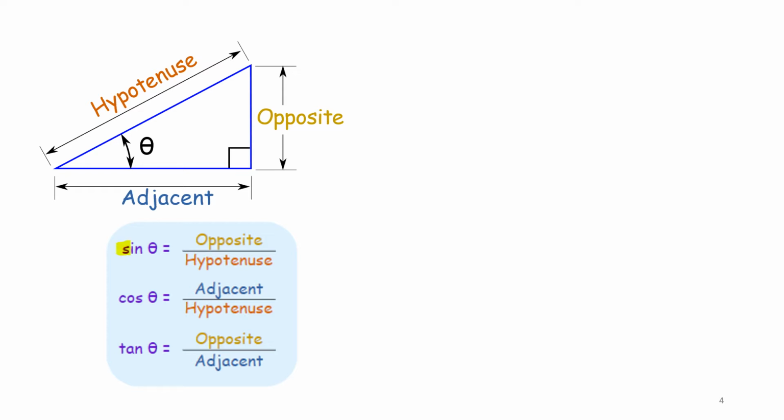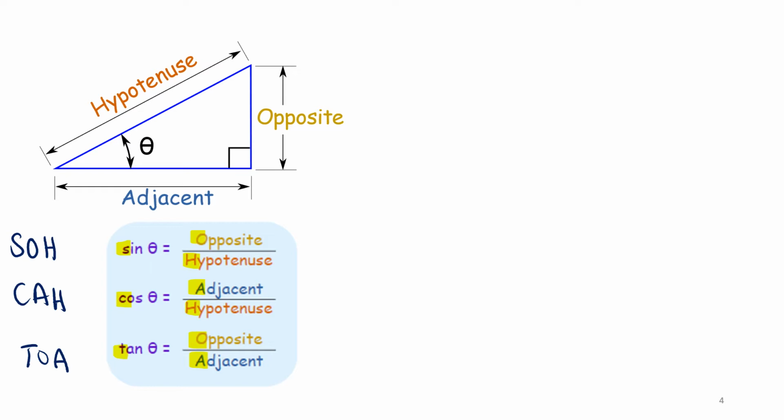So sin theta is equal to opposite over hypotenuse, cos theta is adjacent over hypotenuse, and tangent theta is opposite over adjacent. We can also rewrite these ratios in a simpler form where we take the first letter of each word. So we have SOH, CAH, and TOA. This will help us find the value of the trigonometric ratios easily when we are solving the problems.